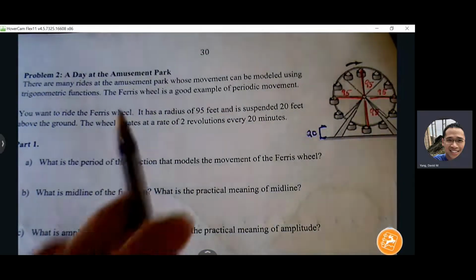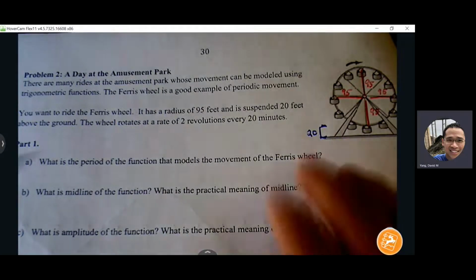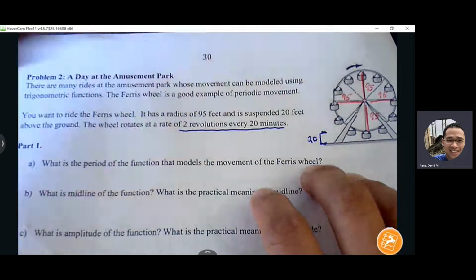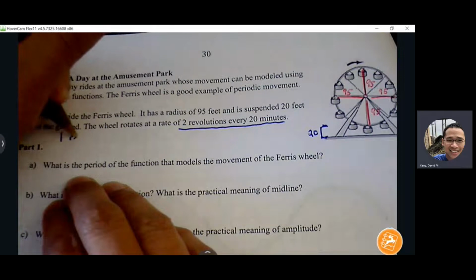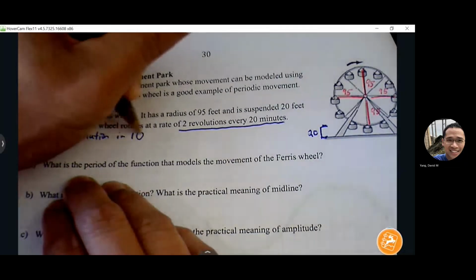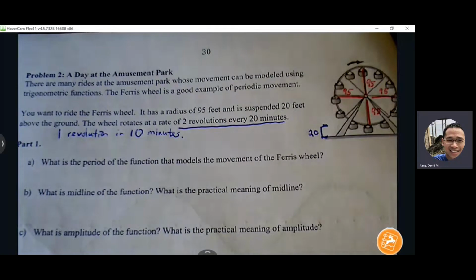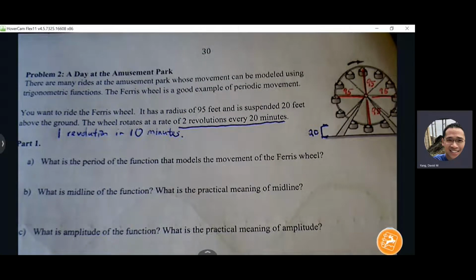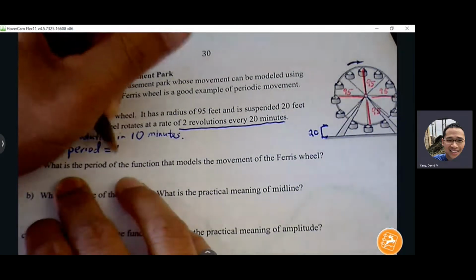The wheel rotates at a rate of 2 revolutions every 20 minutes. Now, 2 revolutions every 20 minutes, that means 1 revolution in what? 10 minutes. So 1 revolution. And in this case, what can we replace revolution with? Revolution is the same thing as what? Period, right? Cycle. 1 cycle is 10 minutes. So I can say my period for this problem is 10 minutes.